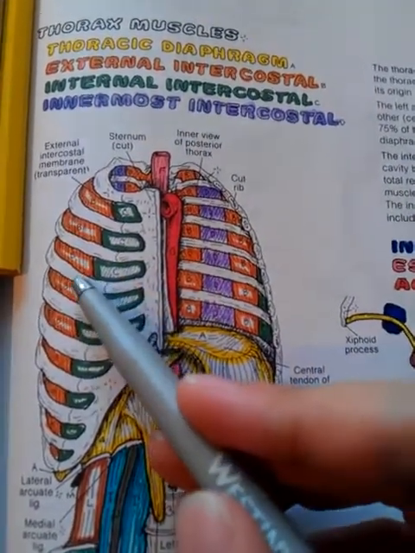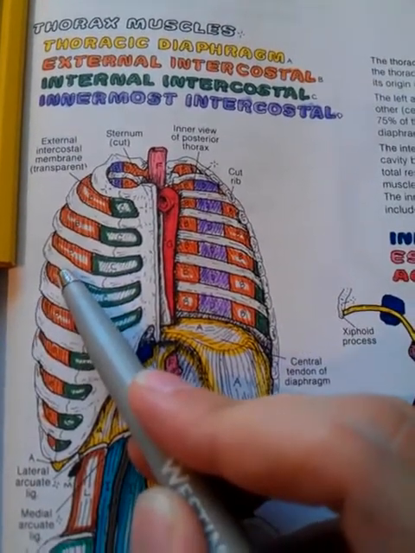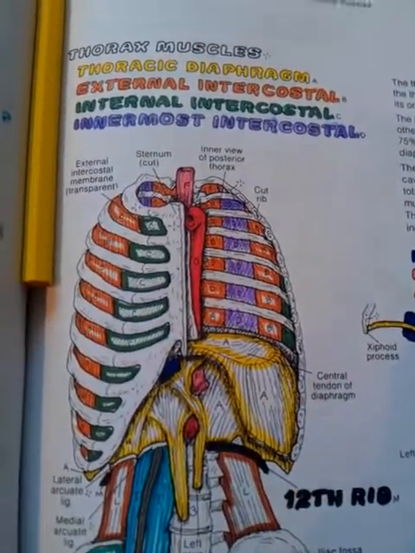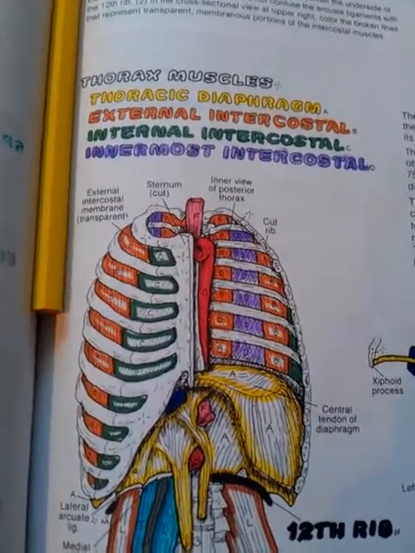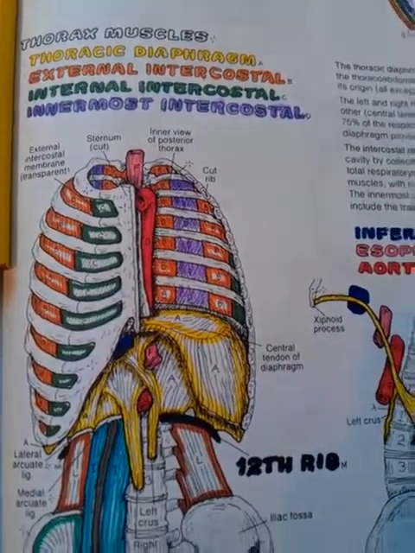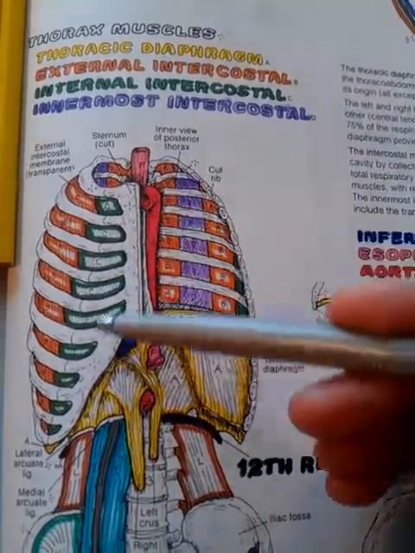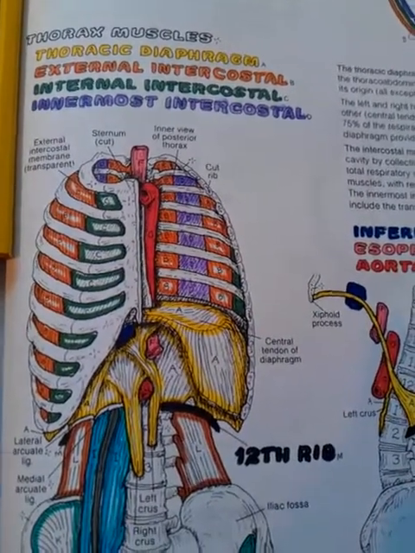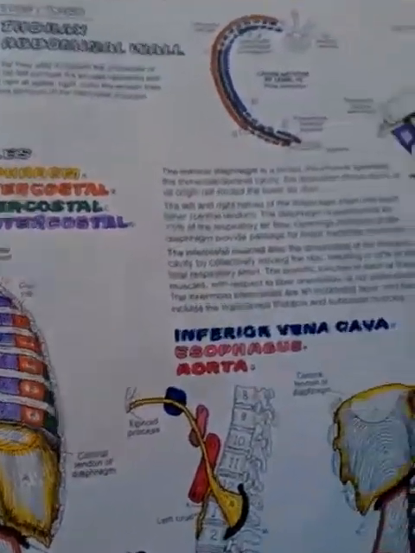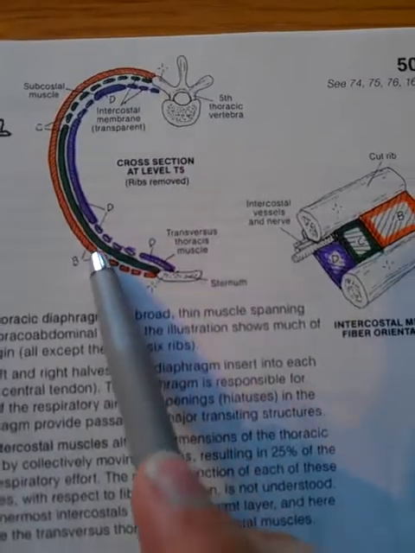The external intercostal muscles are ventrocaudal in direction and absent ventrally, and instead you have the anterior intercostal membrane.